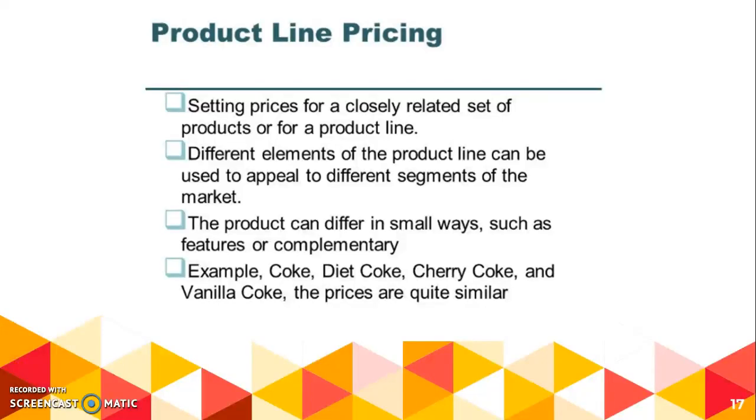Product line pricing. So what is product line pricing? It is setting prices for a closely related set of products, or for a product line. Different elements of the product line can be used to appeal to different segments of the market. For example, remember a couple of videos back we talked about the shampoo, how they made different little lines to satisfy different markets. One for kids, one for women, one for men, remember? The products can differ in small ways, such as features or complementaries. We have an example: Coke, Diet Coke, Cherry Coke, and Vanilla Coke. The prices are quite similar.